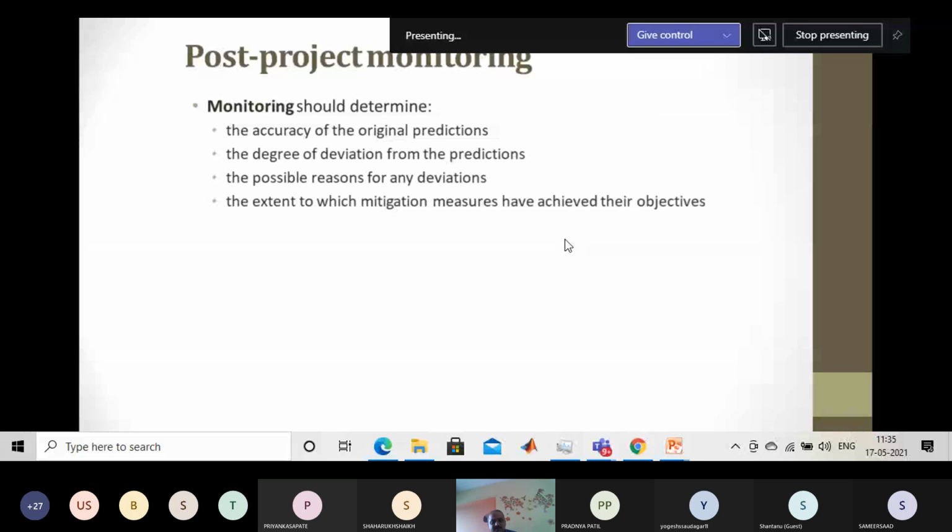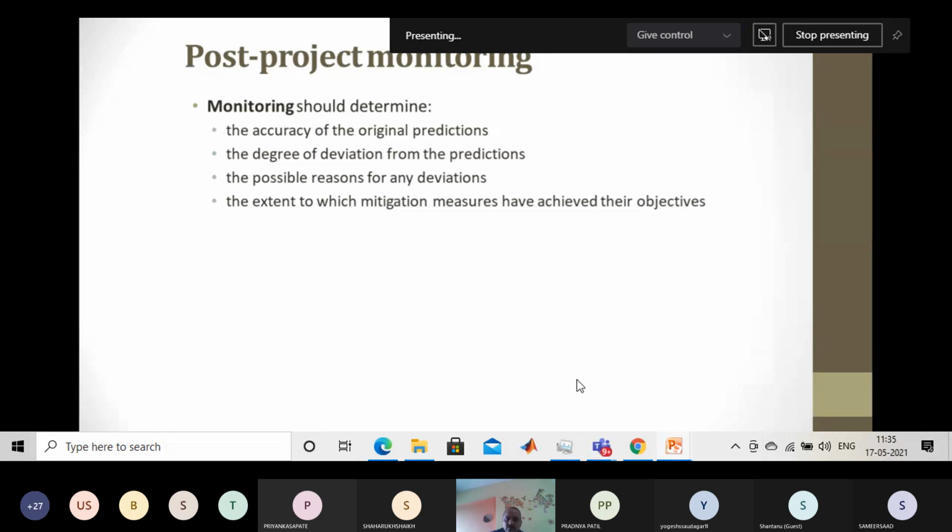Post-project monitoring means once the project is sanctioned, it is not only about getting the EIA and starting the company. After the construction and after starting the company, it needs to be monitored whether the things they explained and the planning they made in the EIA are followed or not. Monitoring should determine the accuracy of the original prediction, the degree of deviation from the prediction, the possible reasons for any deviation, and the extent to which mitigation measures have achieved their objective.